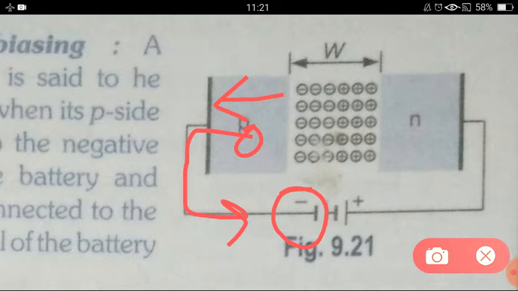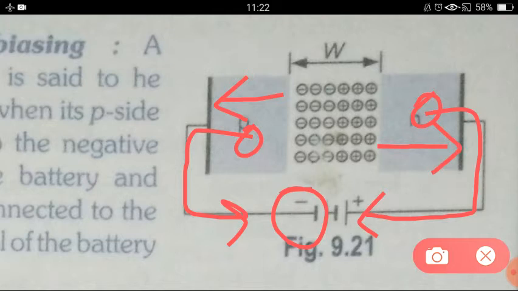Similarly, in n type, electrons are present, and those electrons will be attracted by the positive terminal of the battery. So they will start moving towards the positive terminal. That means the electrons will move away from the junction. So holes in the p side as well as electrons in the n side both move away from the junction. Because they are moving away from the junction, the width of the depletion layer will increase.